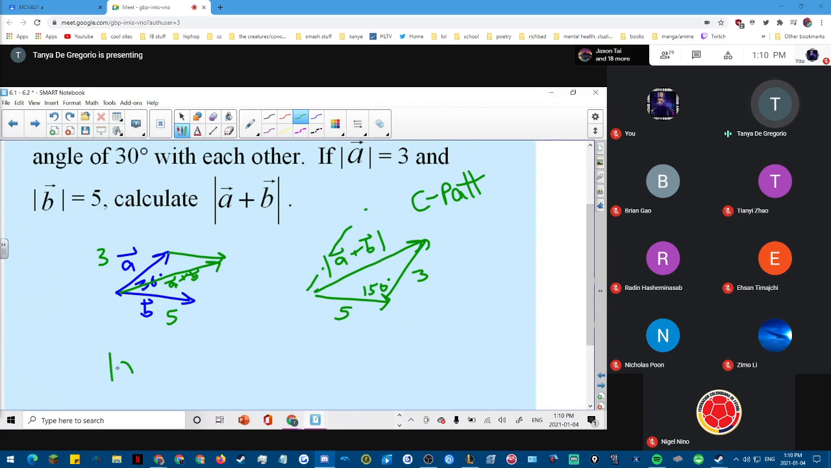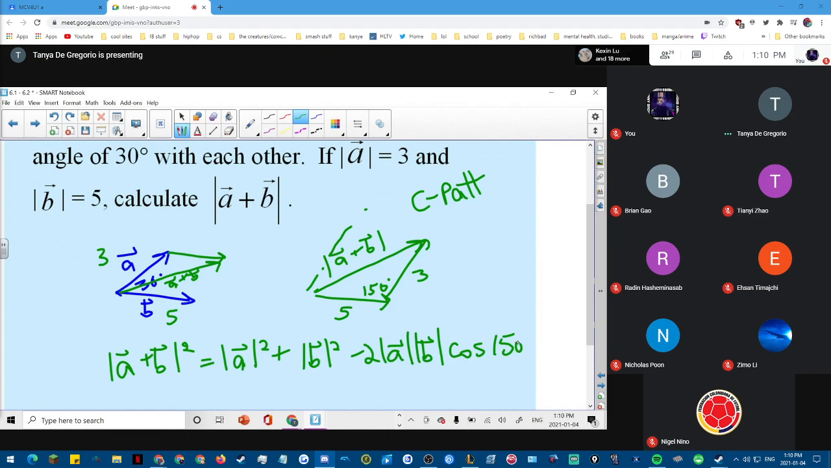And so using the cosine law, we know this is the cosine law. And yes, you must know your cosine law and your sine law. Okay, so what I want you guys to do is right now solve this, and I will be right back. Tell me what you guys get.